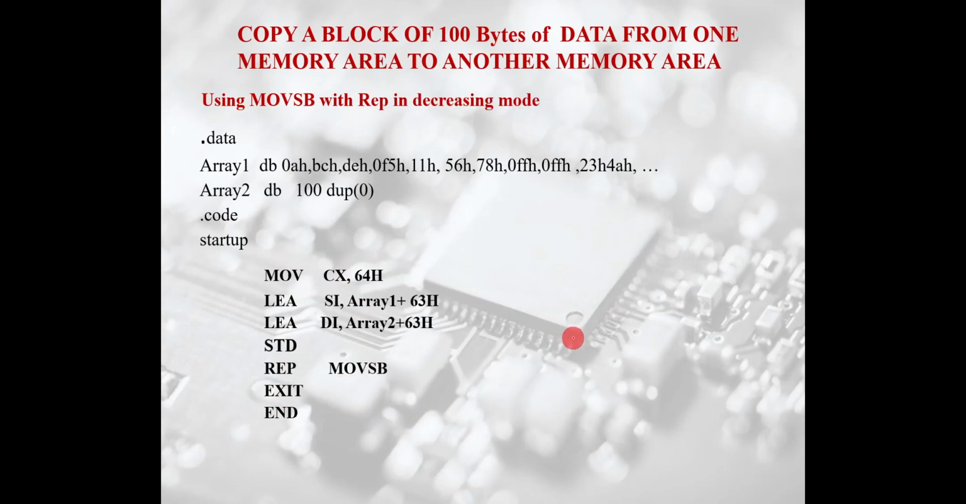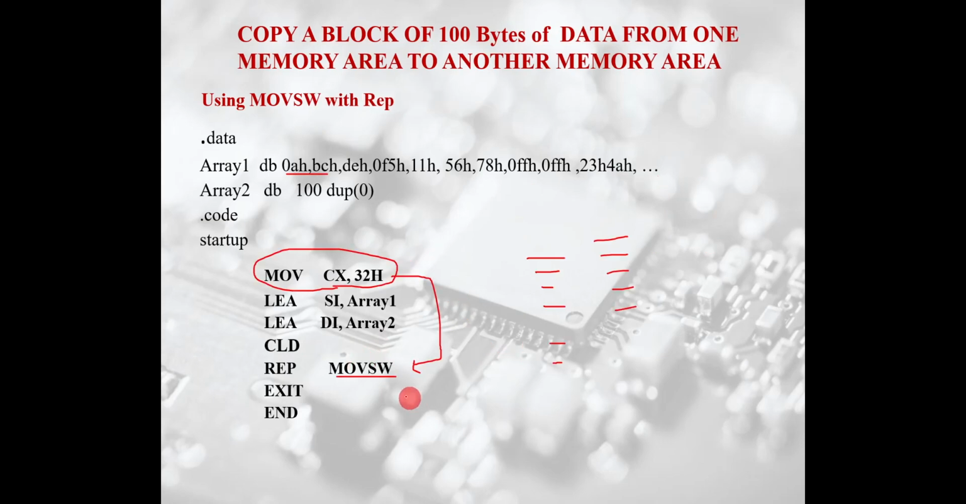Suppose you want to start from the last to the last, then the second last to the second last, and finally come to the first and first. You can do that also. In that case, the number of times remains the same. Initially you need to write the ending address in both SI and DI, so array 1 plus 99 and array 2 plus 99 for bytes. Here the difference is that the D flag has been set to 1, so it will do auto decrement.